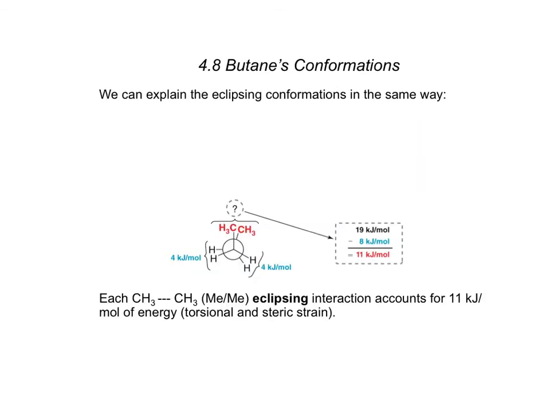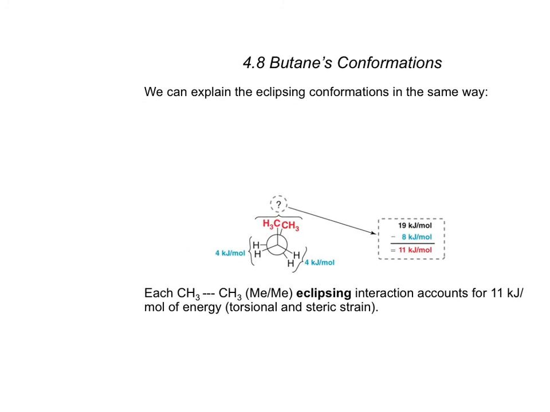Okay, so now we're going to go back and look at those eclipsing conformations of butane. To do that, I'm going to redraw the eclipsing conformations. We just talked about the staggered conformations. We had one staggered conformation for butane that had the methyl groups anti. That was the lowest energy conformation. And then we had two different conformations that had those methyl groups gauche. Those were a little bit higher in energy, but again, they were lower in energy than the eclipsing conformations.